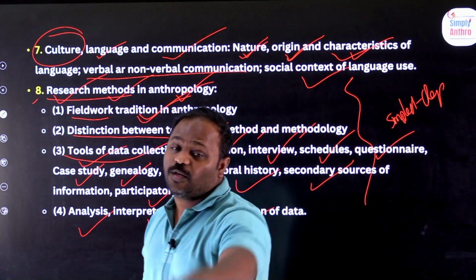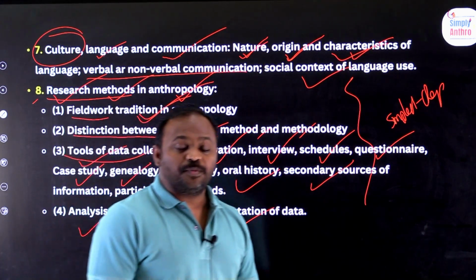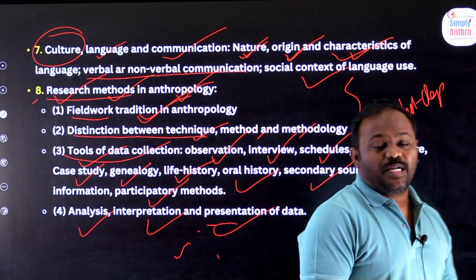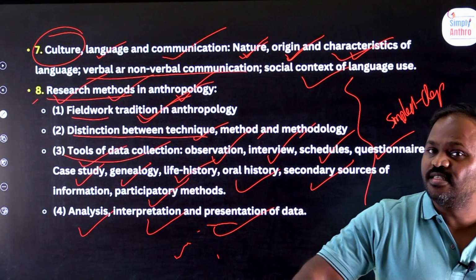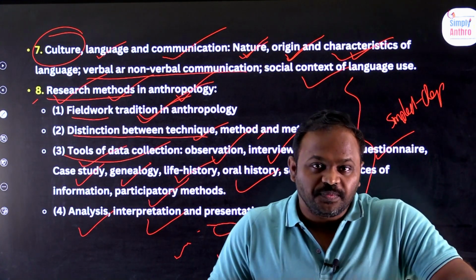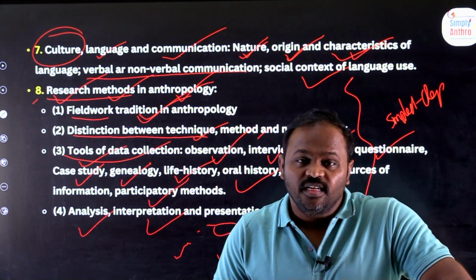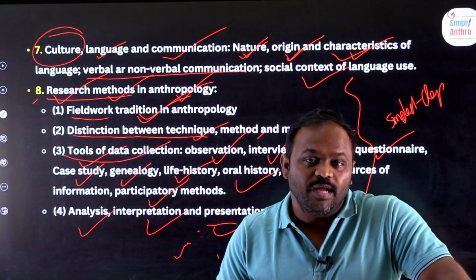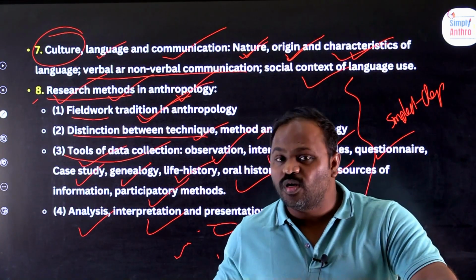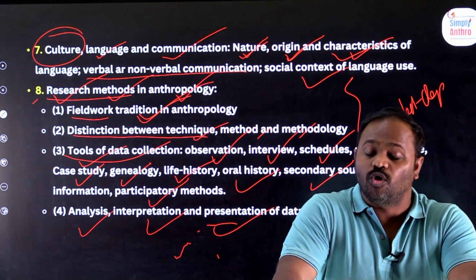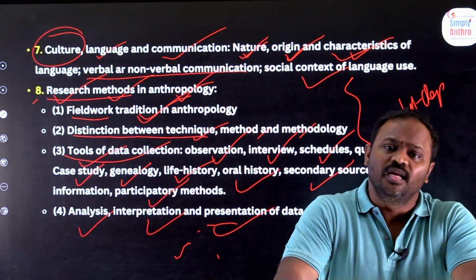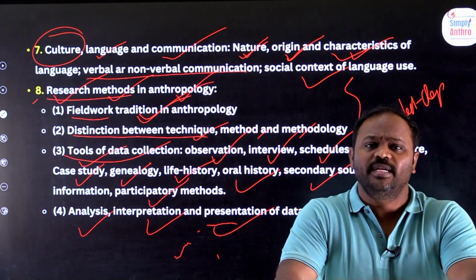Chapter 7 is again talking about culture, language and communication. Chapter 6 is anthropological thought. Chapter 5 is about religion. Chapter 4 and chapter 3 are about economic and political organizations. Chapter 2 is about culture, society, marriage, family, kinship. And when I'm talking about chapter 1, it is all about human evolution, the meaning and scope of anthropology, human evolution, prehistoric, all these would be discussed.